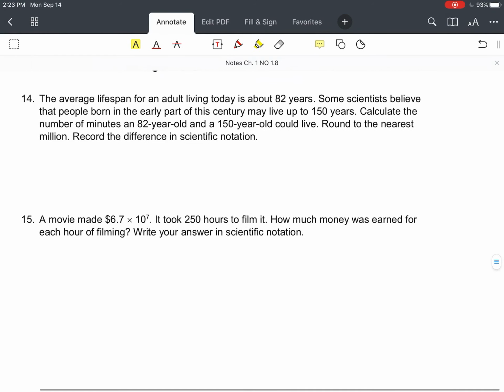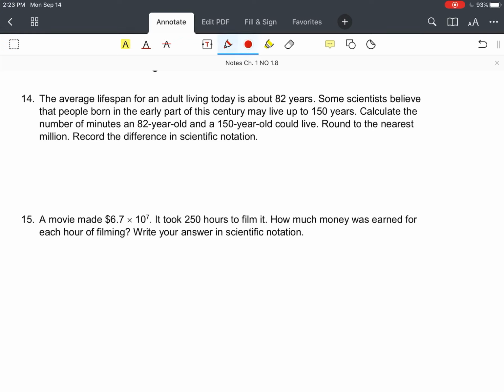All right. Number 14: the average lifespan for an adult living today is about 82 years. Some scientists believe the people born in the early part of the century may live for up to 150 years. Calculate the number of minutes an 82-year-old and a 150-year-old could live. Round your answer to the nearest million, and then record the difference in scientific notation.